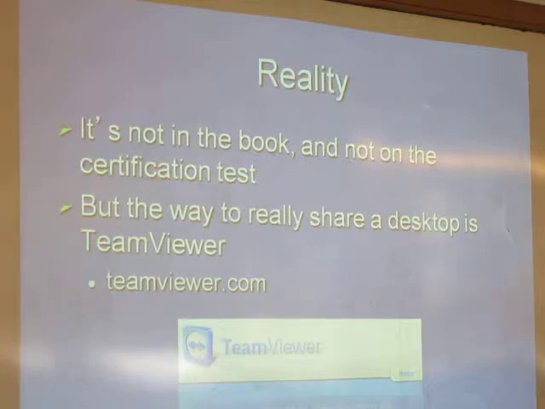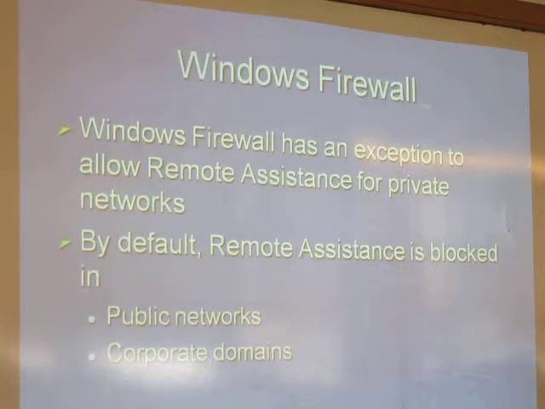So Windows Firewall, if you turn on any Microsoft service and you're using the Microsoft Firewall, it will automatically open the ports, of course. It's friendly, it all works together. So if you turn on remote assistance, it'll open port 3389, but it will not open it if you're on a public network or in a corporate domain.